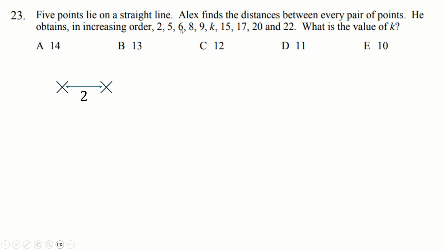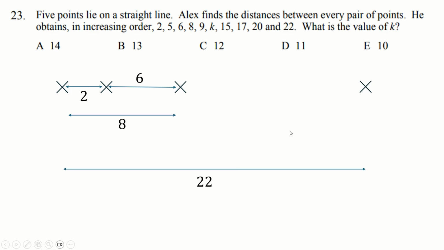But this 6 looks more hopeful because if I put the 6 away from the third and the second point, then that makes that total distance 8, which is also a figure that I have. And then you can maybe go to the other end and go, well, okay, the 22 must represent the distance between the first and the last point, which is 22, which means, of course, because of this 2, this 20 represents the distance between the second point and the last point.